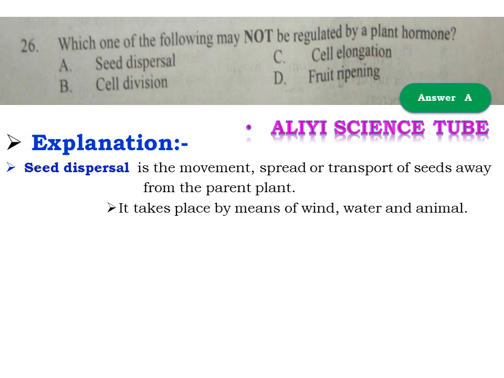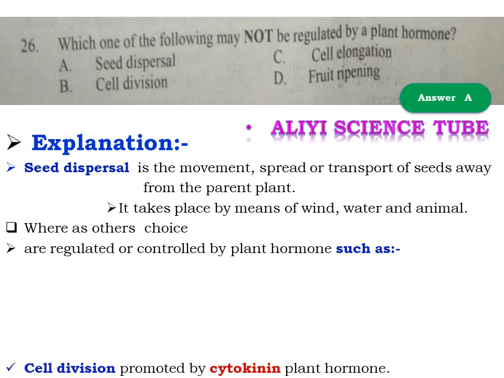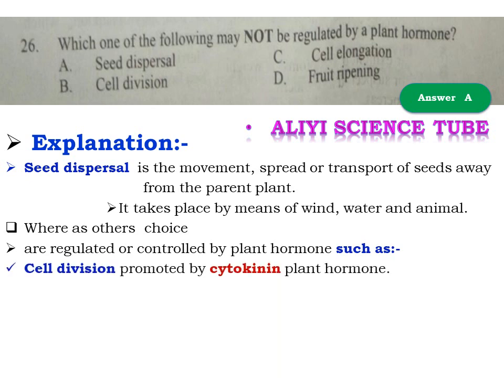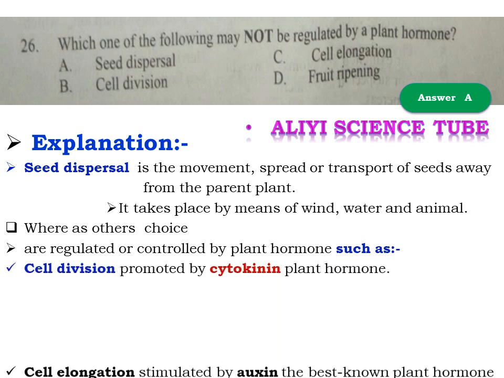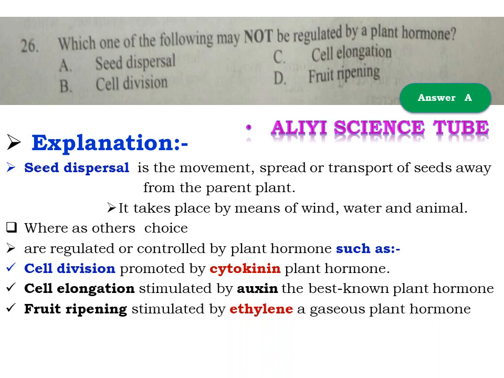So seed dispersal is not regulated by plant hormone, but the other choices are regulated by plant hormones. Cell division is promoted by the plant hormone cytokinin, cell elongation is stimulated by auxin, which is the best plant hormone, and fruit ripening is stimulated by ethylene, which is a gaseous plant hormone.